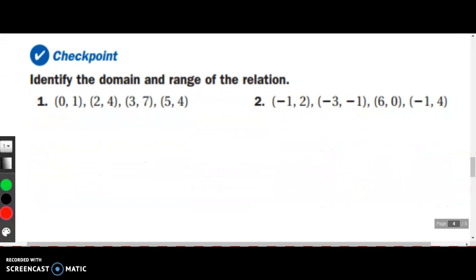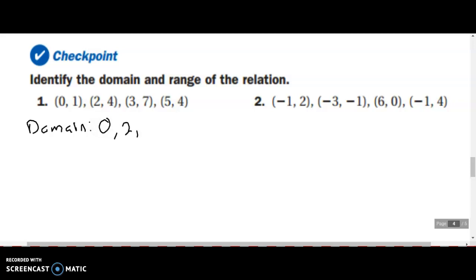So here, the domain for number 1 is 0, 2, 3, and 5. And the range, we want to put it in order. Okay, so see how it's 1, 4, 7, 4? Now we only have to put it as 1, 4, and 7, but we just want to put it in numerical order.